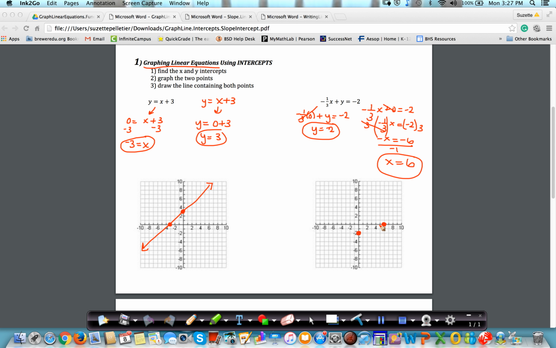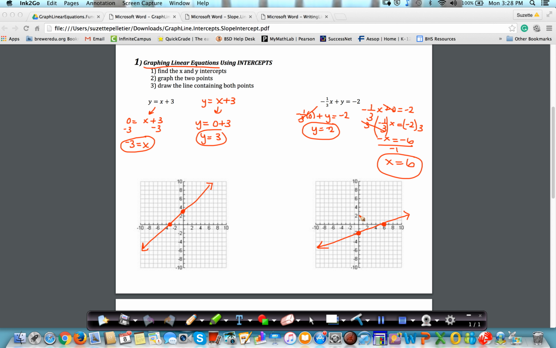And now I can just connect the two. I'm going to try really hard without a ruler to do this, and get your linear equation. So that's the strategy of using the intercepts. Now you can see that if there's fractions in the equation, sometimes it can get a little tricky, and so sometimes that's not always our favorite strategy.